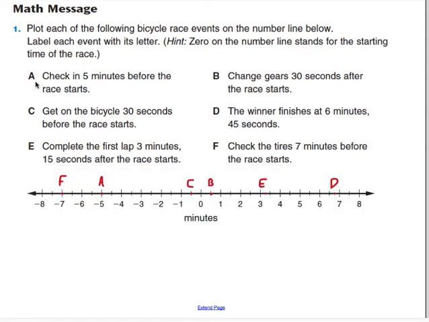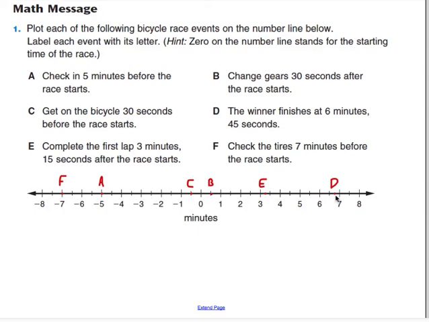So if we say that check in 5 minutes before the race starts, our A should be at negative 5, because it happened 5 minutes before starting time. B, change gears 30 seconds after the race starts. So here we should have our B. C, get on the bicycle 30 seconds before the race starts. So our C should be at negative 0.5. D, the winner finishes at 6 minutes 45 seconds. Okay, so D should be right here, in between 6.5 and 7.